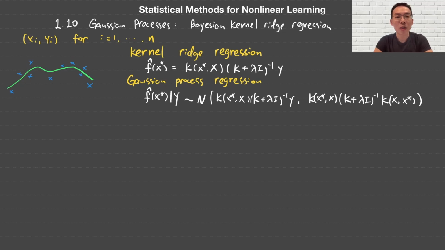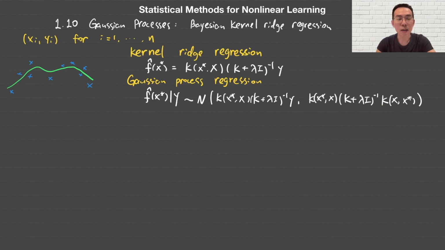Today, let's talk about Gaussian process regression. Gaussian process regression extends kernel ridge regression as a Bayesian inference framework. In kernel ridge regression, we can obtain a fitted curve using the kernel trick. Gaussian processes take one more step: they not only give us a fitted curve, but also a posterior distribution over the fitted functions.